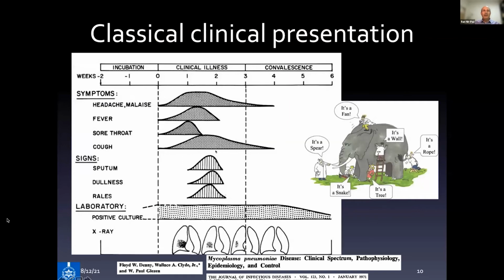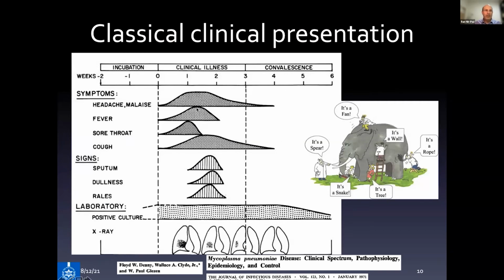When you look at the clinical picture, you understand why there are many descriptions or thoughts about how the Mycoplasma pneumoniae respiratory syndrome should look. I use the analogy of blind people touching an elephant, each one of them feeling a different part of the elephant, and by that trying to understand the phenomenon that we look at.